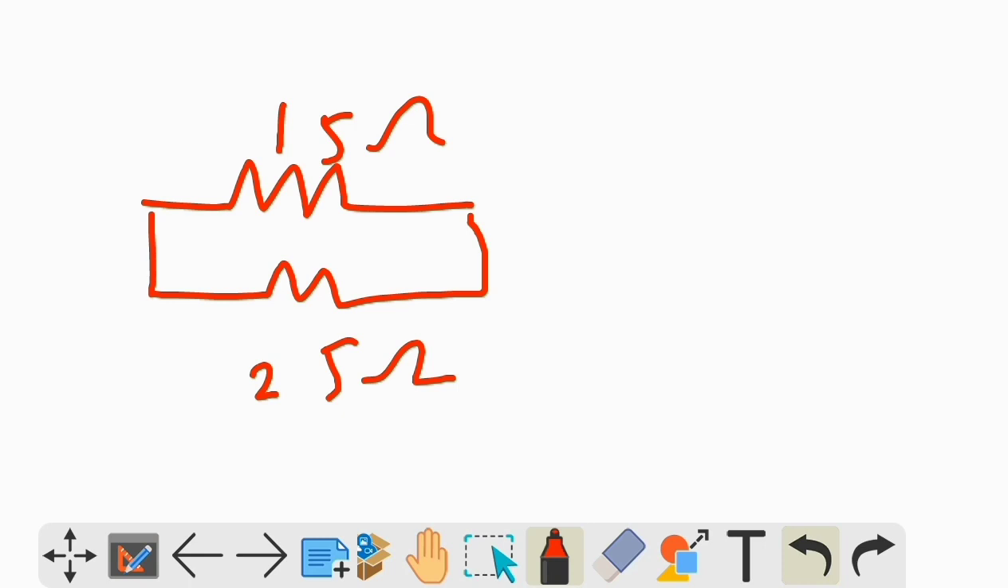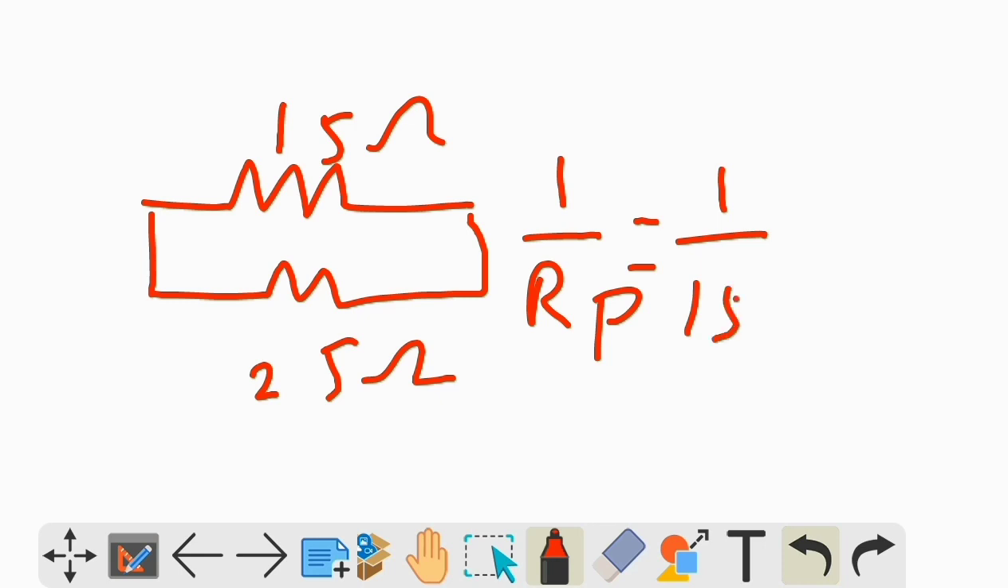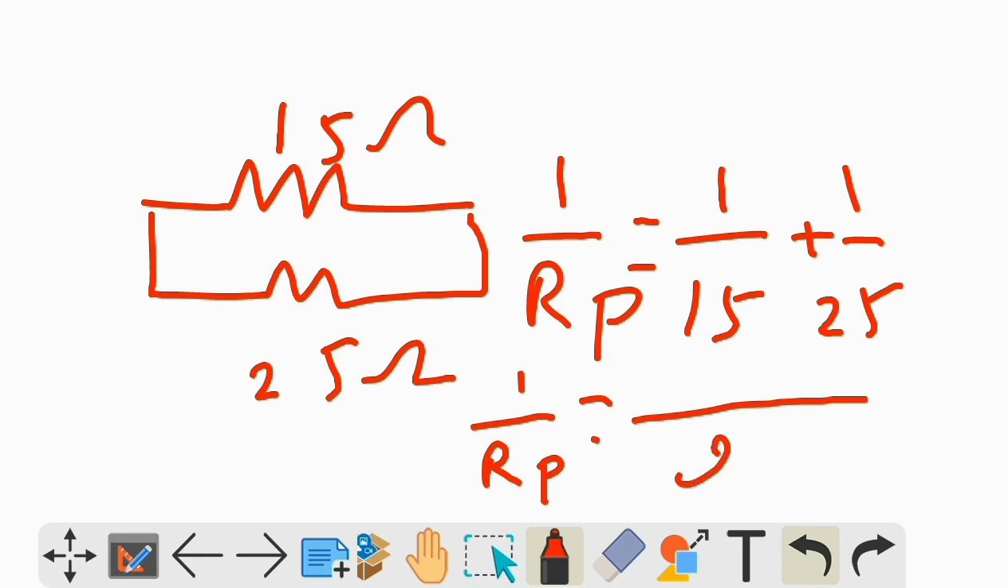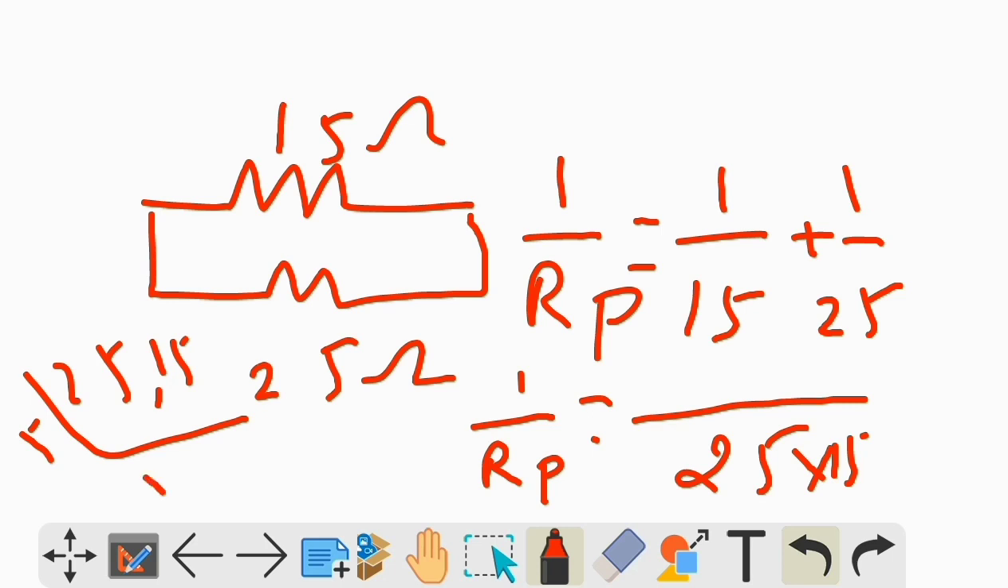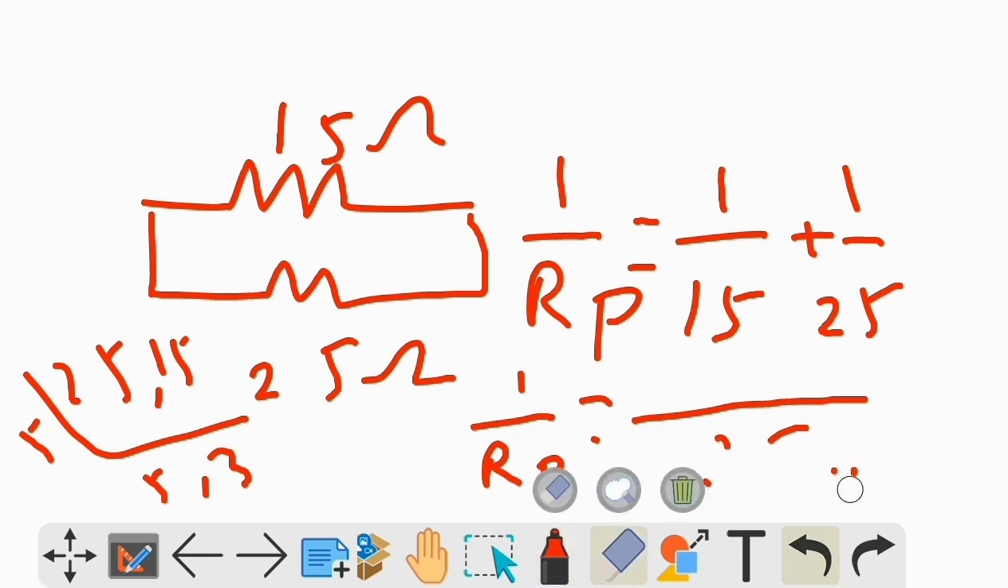Now these two are in parallel. So 1 by Rp will be equal to 1 by 15 plus 1 by 25. Then what will be the LCM? You can directly take 25 into 15, or take the LCM of 25 and 15. What will be the LCM? 5 fives are 25, 5 threes are 15. So 5 fives are 25, 25 into 3 is 75. So 75 is the LCM.